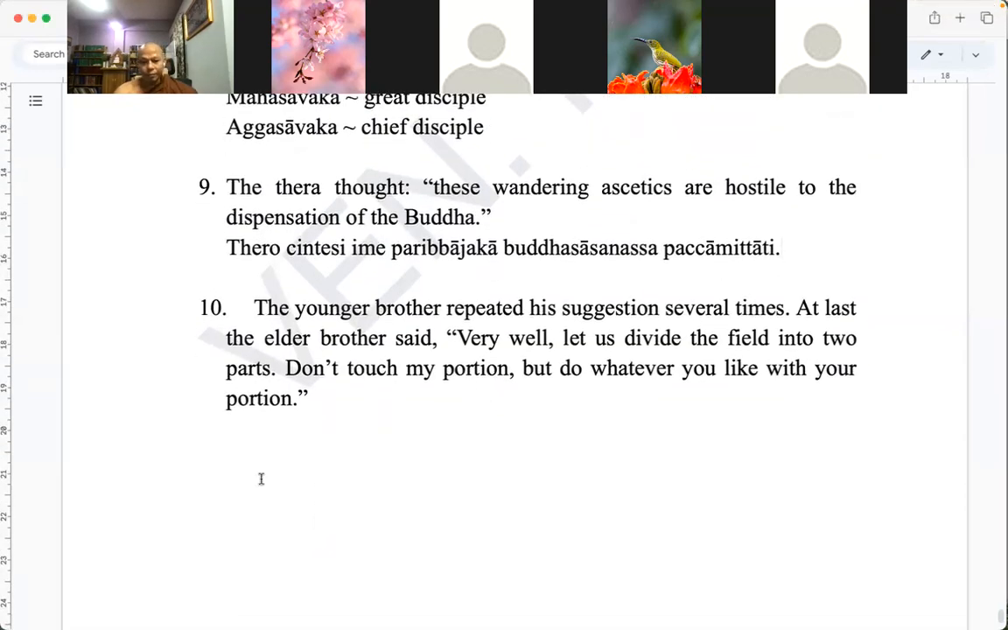So now the last one, number 10. So the younger brother repeat it, his suggestion, several times. Repeat it is also okay. So younger brother; brother is Badika, but that is just brother. But younger brother is Kaneta. So Kaneto, Badiko, or Badaro also okay. Maybe several times is Buna Buna, or again and again in this way.